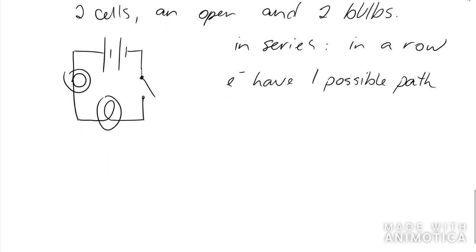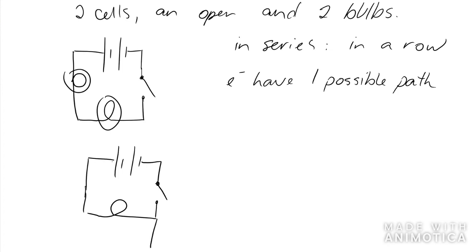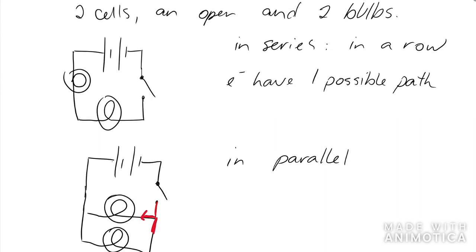But there's another way we can do it. We still have our two cells, we still have our switch, but what we could do is have one bulb here and another here. So this is called in parallel. What it means is that when the electrons are traveling through, they can either turn here or they can go through this wire. So it means there are multiple possible pathways.